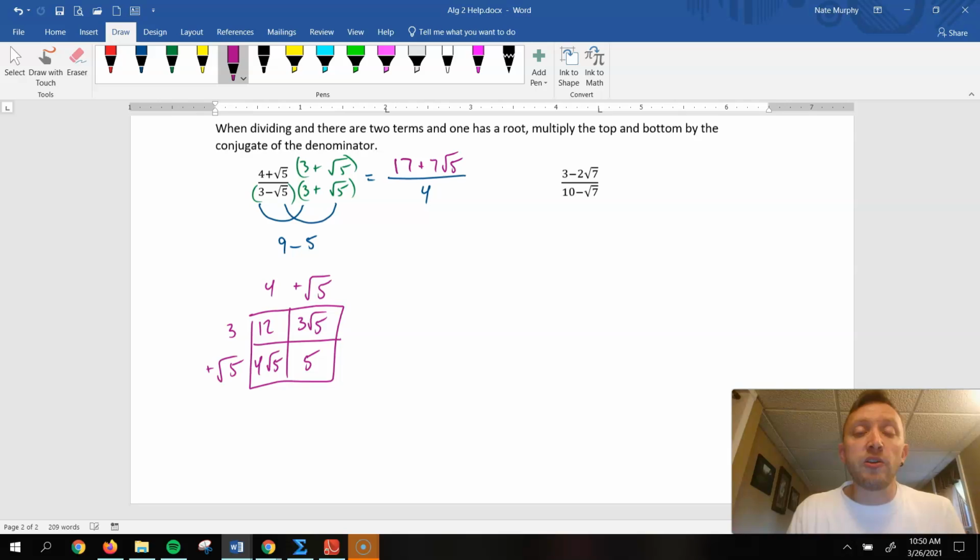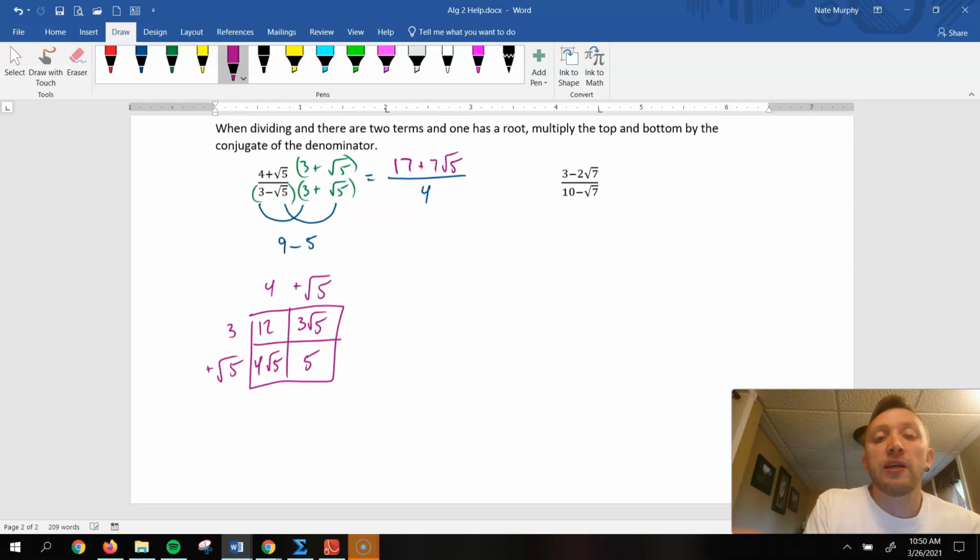Now, if you could reduce this, let's say if you had 18 plus 8 square root of 5 all over 4, I'd notice that each of those terms would be divisible by 2, with the 18, the 8, and the 4. All of those would be divisible by 2. Then I would reduce this fraction by dividing everything by 2.